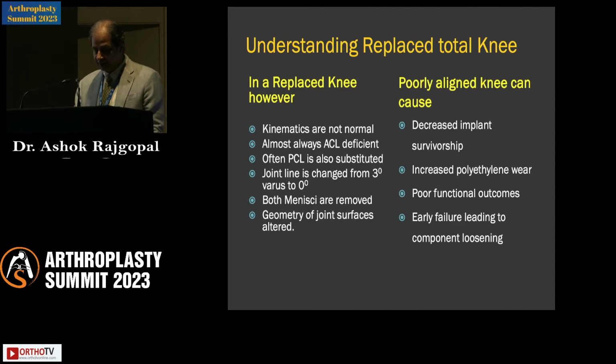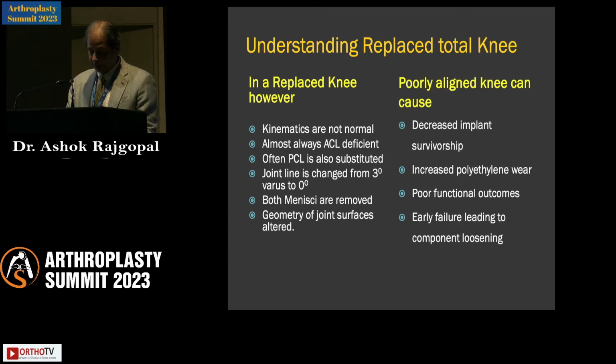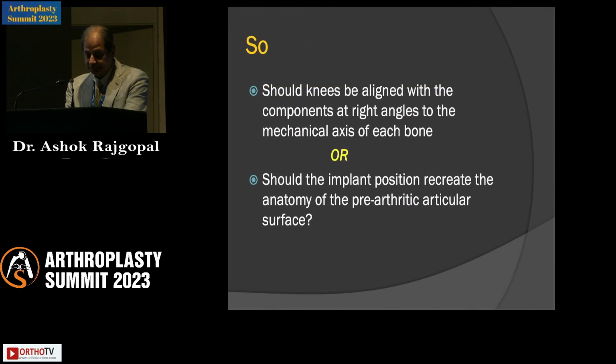We, however, must take into account that when we are doing a replacement of the knee, the kinematics are absolutely abnormal. The ACL is deficient, sometimes the PCL is deficient. You're changing the joint line, you're removing both menisci, and the geometry of the joint surfaces is altered. So a poorly aligned knee decreases implant survivorship, causes poly wear, gives you poorer functional outcomes, and early failures with component loosening.